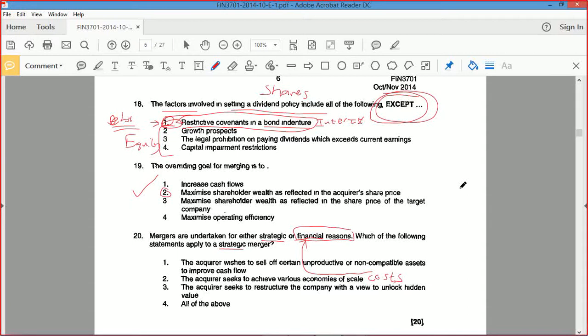The definition for a strategic merger, according to the finance textbook, says a merger transaction undertaken to achieve various economies of scale. And a financial merger is a merger transaction undertaken with the goal of restructuring the company to improve its cash flow and its hidden value.